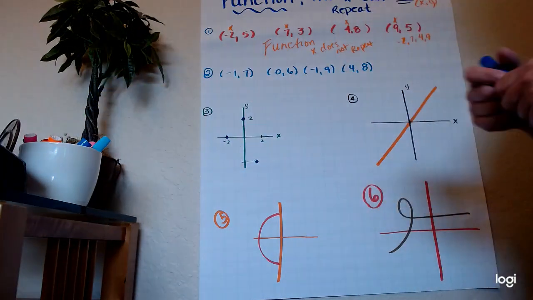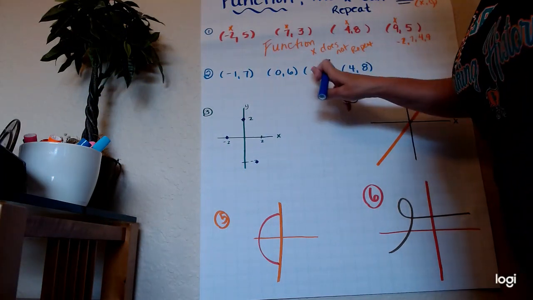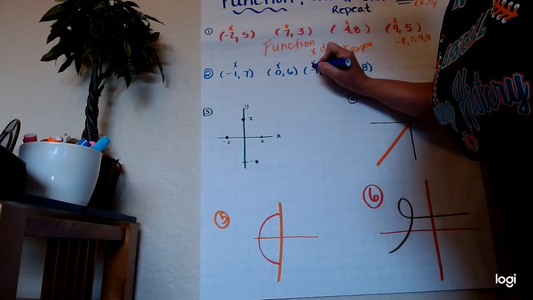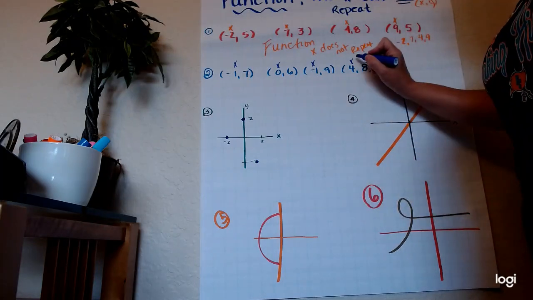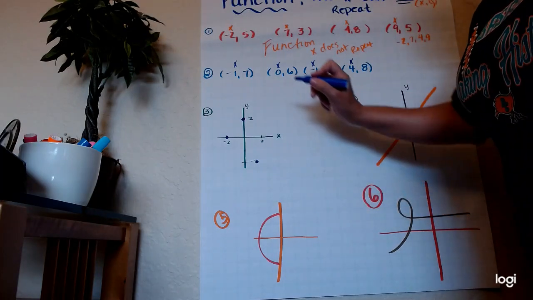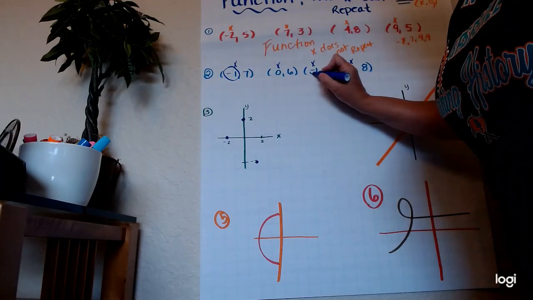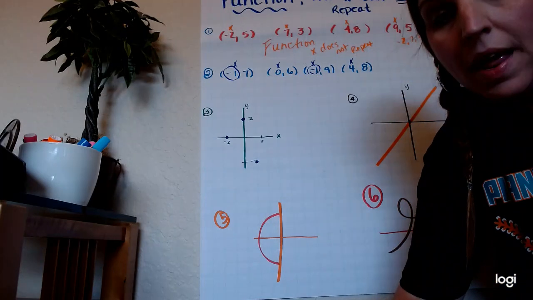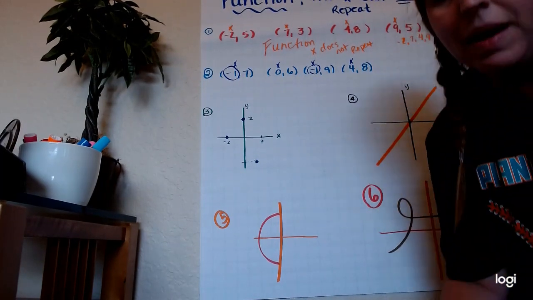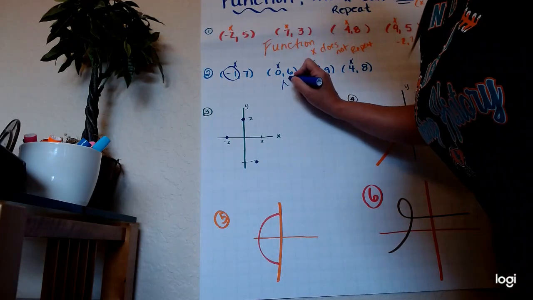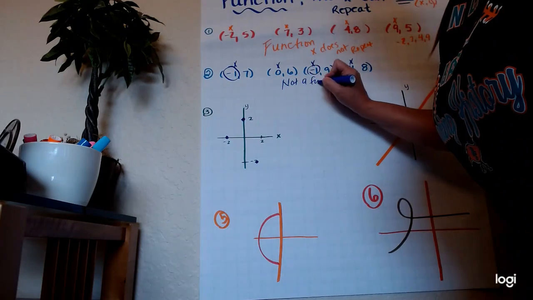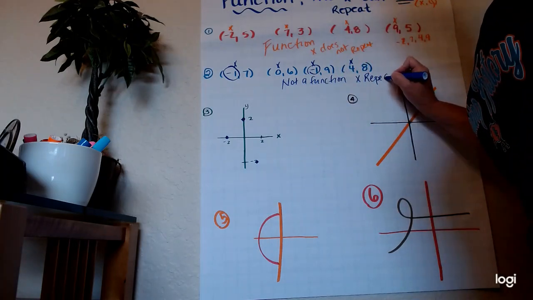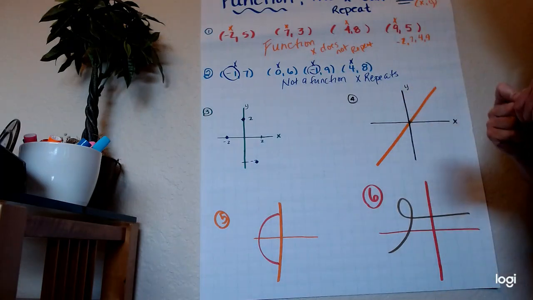So now let's look at the second one. I have xy, xy, xy, xy. So here's all my x's: a negative 1, a 0, a negative 1, and a 4. Do we see any of our x's that repeat? I do. I see a negative 1 here and a negative 1 here. Because those two negative 1's repeat, this one is not a function. Not a function, and why? X repeats. Okay, so that's how you do it when you have sets of pairs.